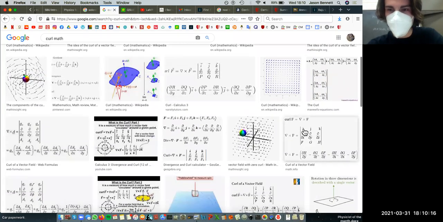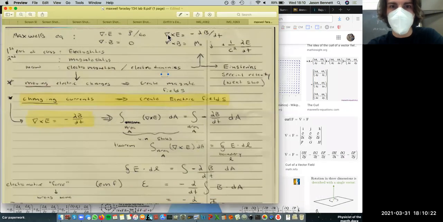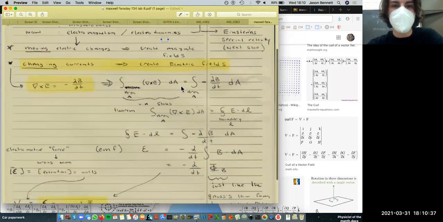Here, you see how when you write out a curl, you're taking derivatives over each of the spatial components. So in English, you can describe the curl as the spatial derivative of the E field. And on the right-hand side, we have a time derivative of the B field. So that gets at this idea of changing in space going to changing in time. This derivation right here is not super important. I'll just go through it really quickly.